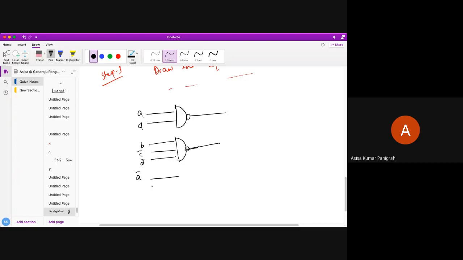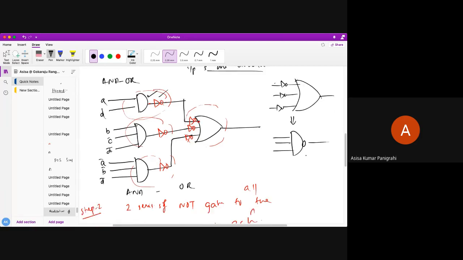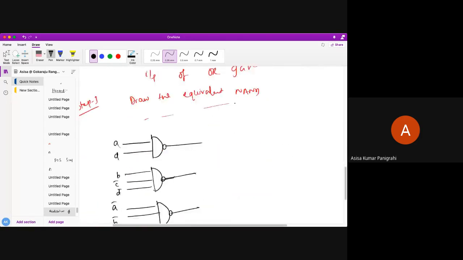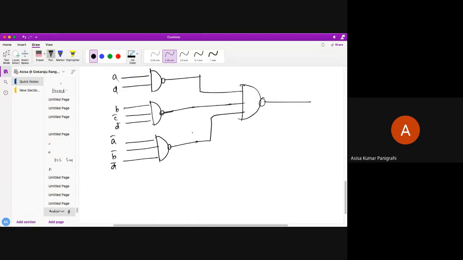Next, A bar, B bar, and D bar. This also I will connect to one more NAND gate. And finally, as we know that this gate, which has NOT gates on all inputs connected to an OR gate, is simply a NAND gate, which is a 3 input NAND gate. We have already studied that. We can also put this equivalent as a 3 input NAND gate. So I'll be taking all the inputs like this, then finally connect to a 3 input NAND gate, and I can see here this is my 2 level NAND realization. So this is my NAND, this is also my NAND.